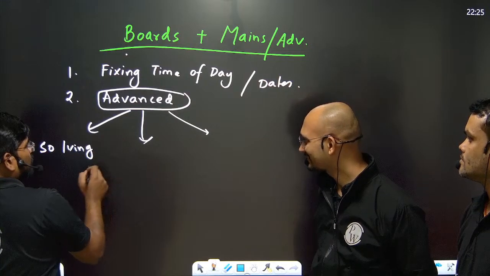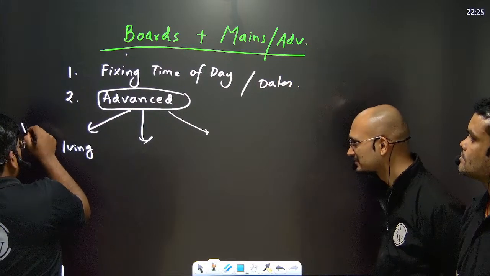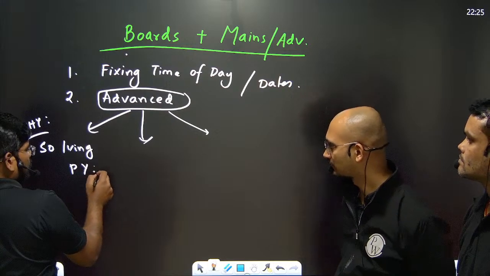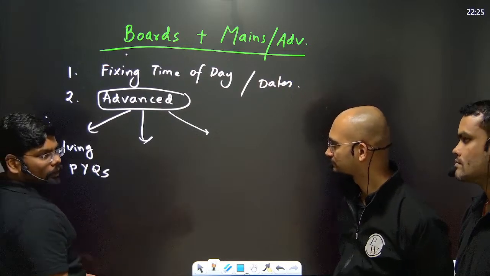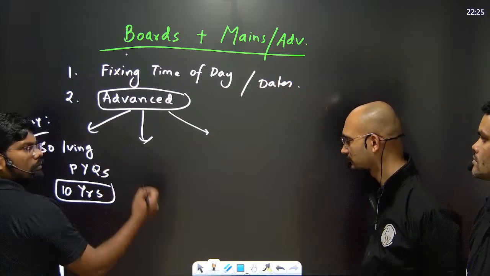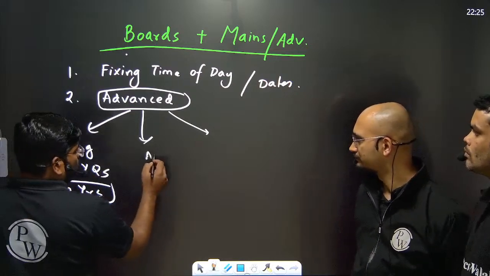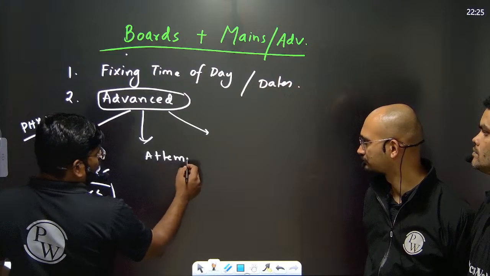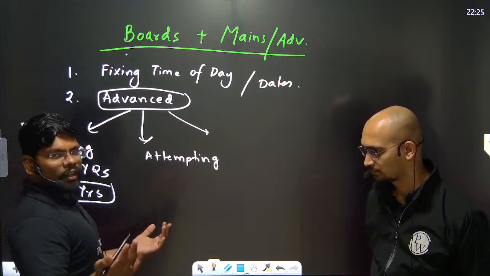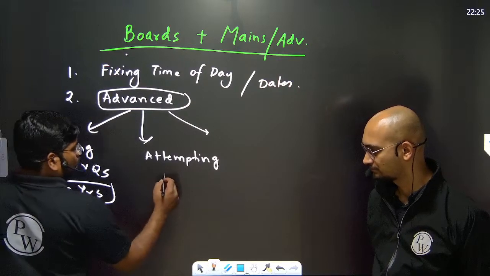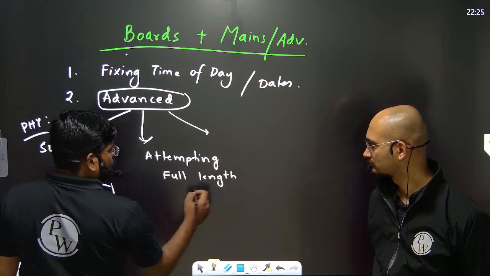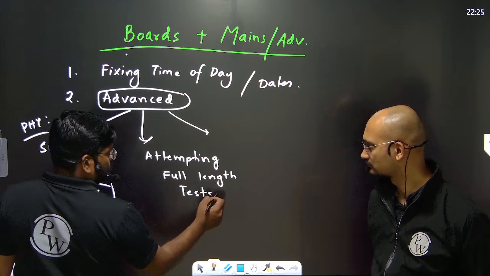So for advanced, from a physics point of view, solving PYQs is going to be helpful. At least 10 years of papers you should be solving. And attempting full length papers once again. Thinking that doing chapter wise questions is enough and that they are good for advanced is wrong. So definitely full length tests should be attempted here also.